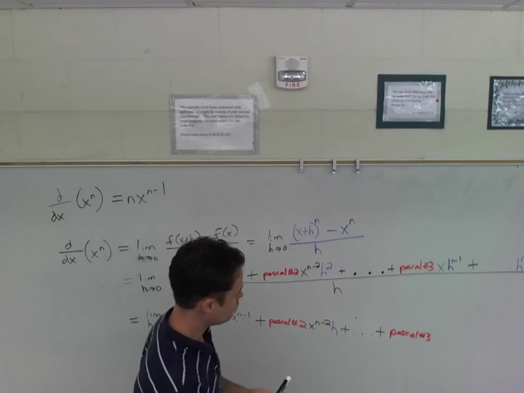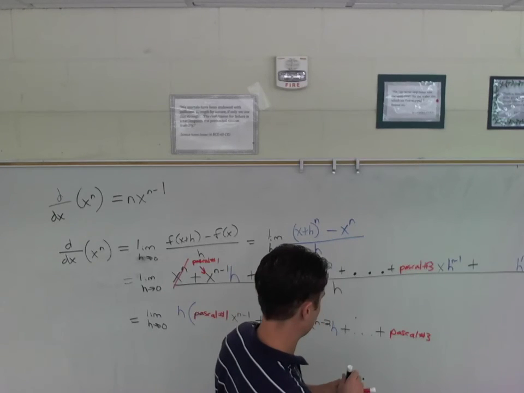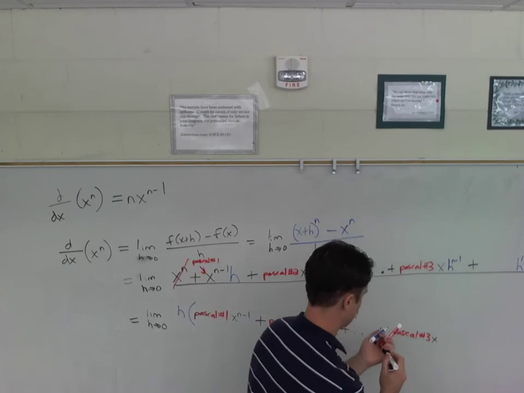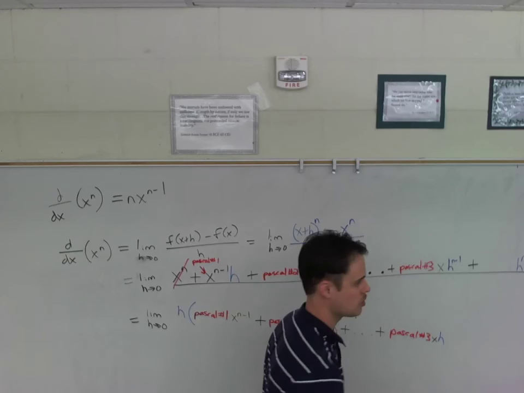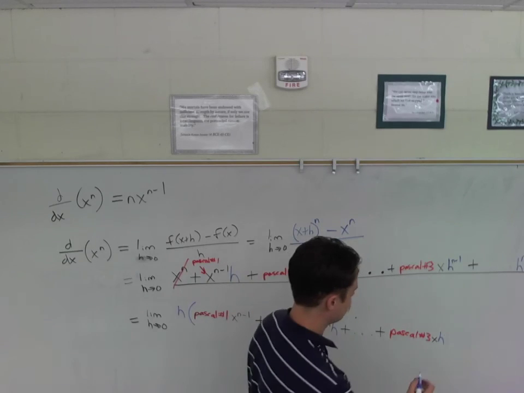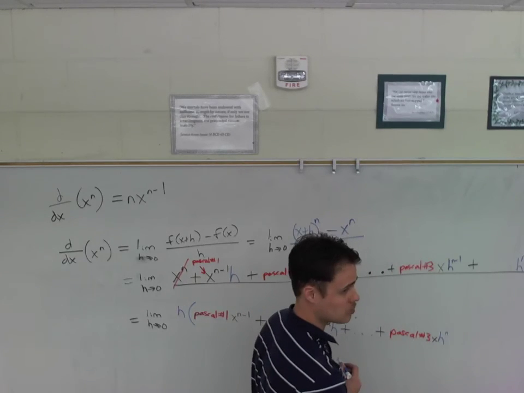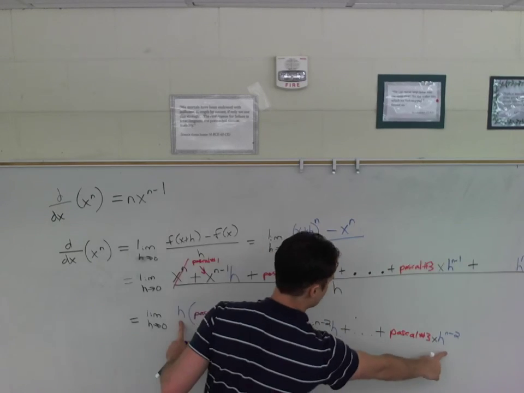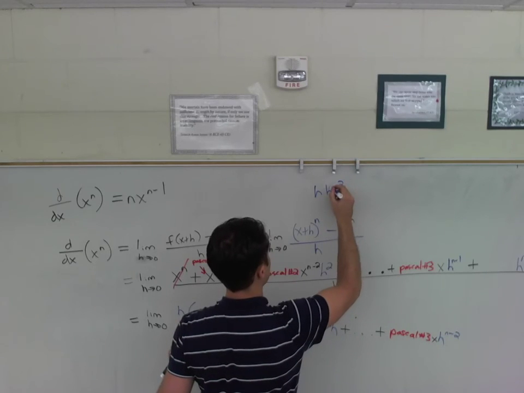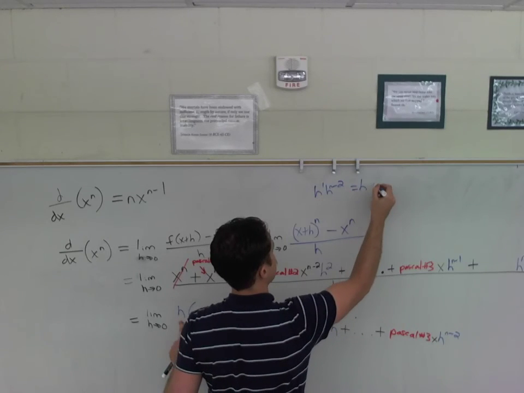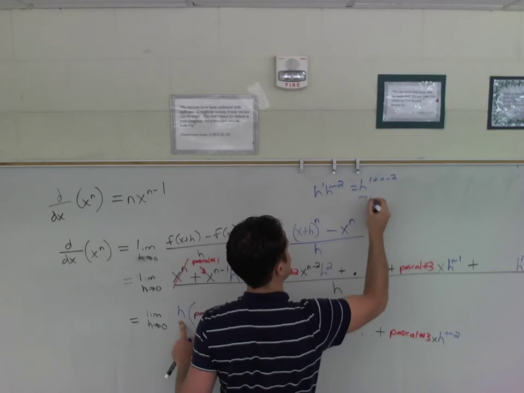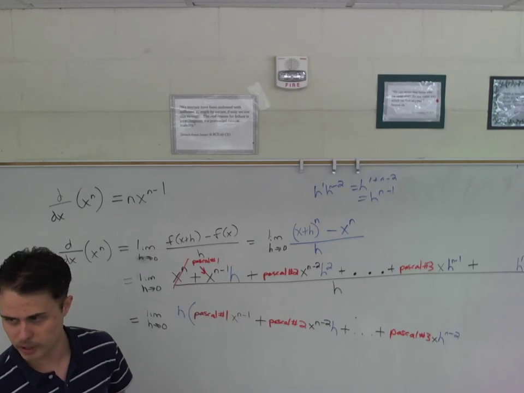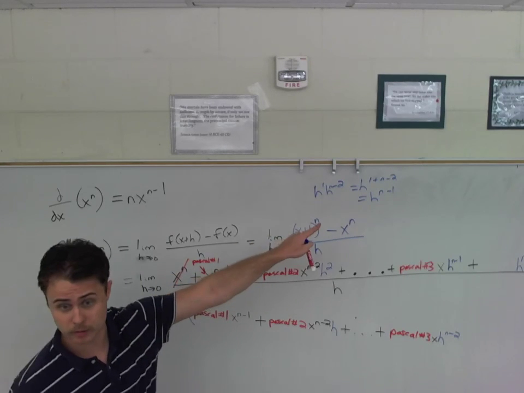Yeah? And then you've got what on that one? Pascal number 3, x, and h to the n minus 1. You factored out an h. Oh, h, sorry, to the... Is that right? Minus 2. I think it's minus 2. If you're unsure, multiply these back together. What's h times h to the n minus 2? That's h to the 1 plus n minus 2, which is h to the n minus 1. You should be able to do that. That's super important math right there.